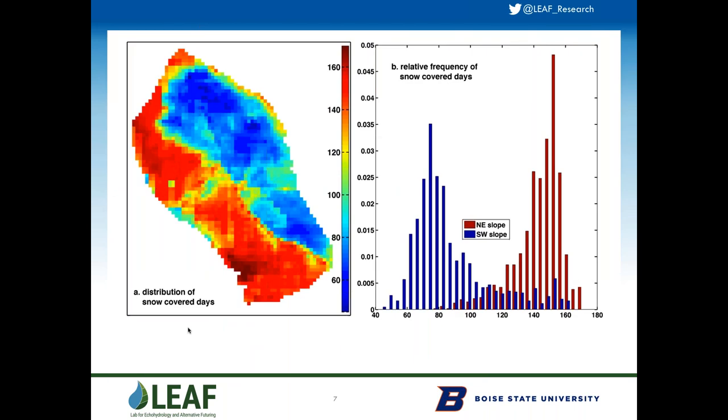Jim McNamara had a PhD student, Pat Cormos, who has done a lot of modeling work, and Pat actually found pretty significant differences in the distribution of snow cover days. This was a modeling-based study in a catchment within the Dry Creek Experimental Watershed, and I'll let Jim really quickly discuss the results of this study that Pat did.